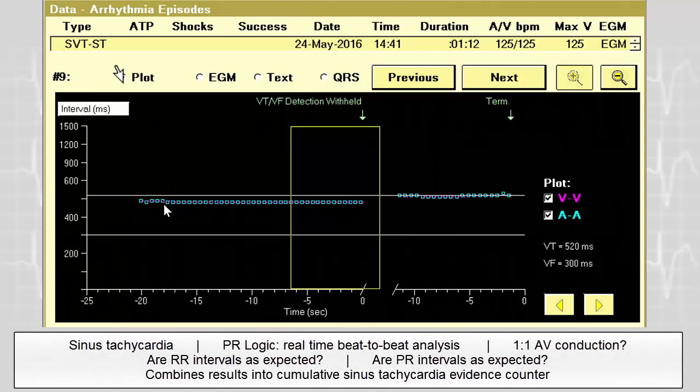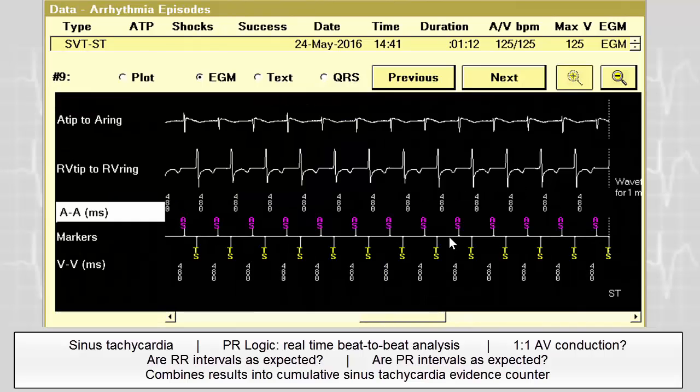You can see that this is a 1-to-1 atrioventricular tachycardia, and then there is a progressive decrease in the rate of the atria and the ventricle up to the limit of the VT zone. When you look at the EGM, you can see that this is a 1-on-1 tachycardia and that it has been classified by the PR logic as a sinus tachycardia.